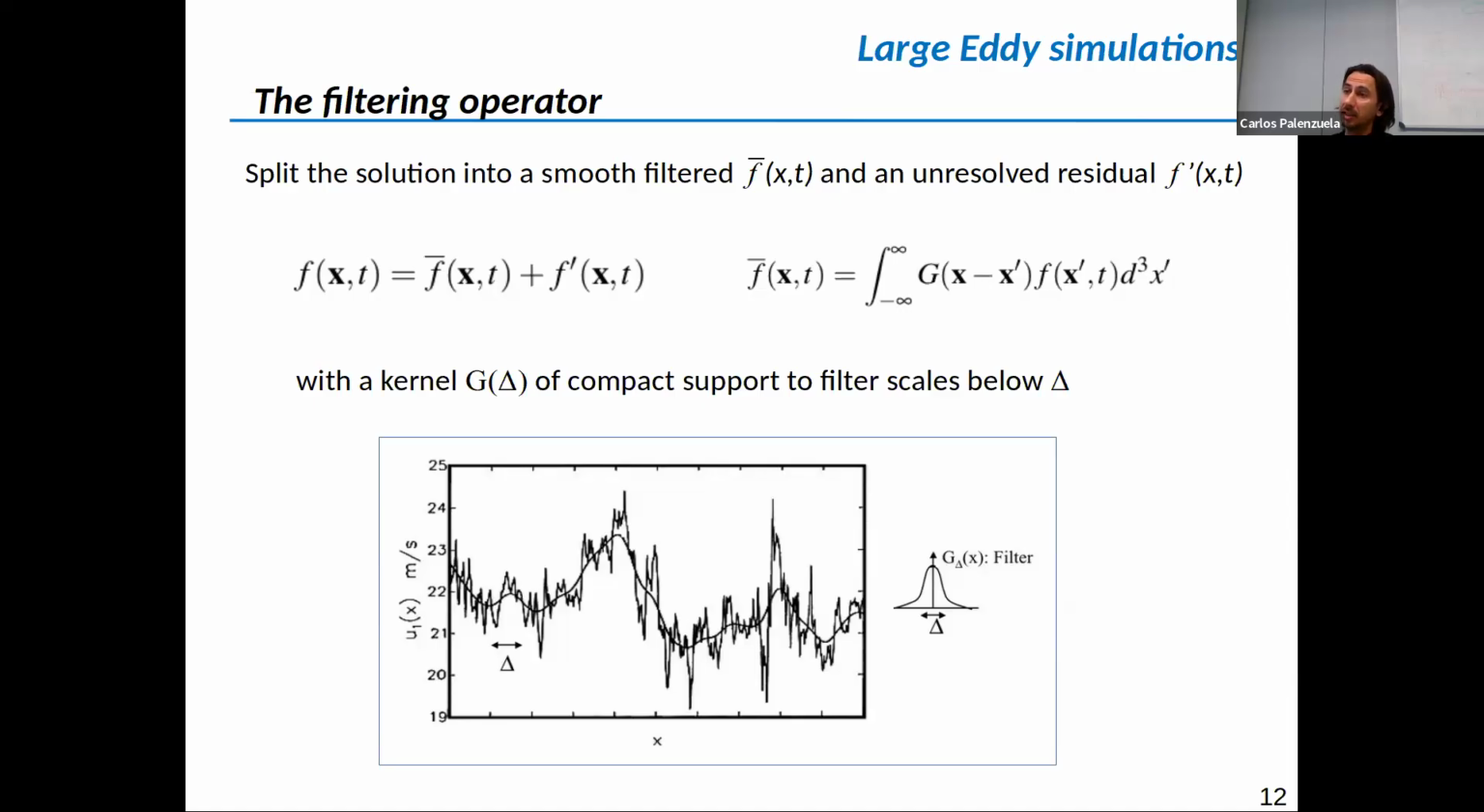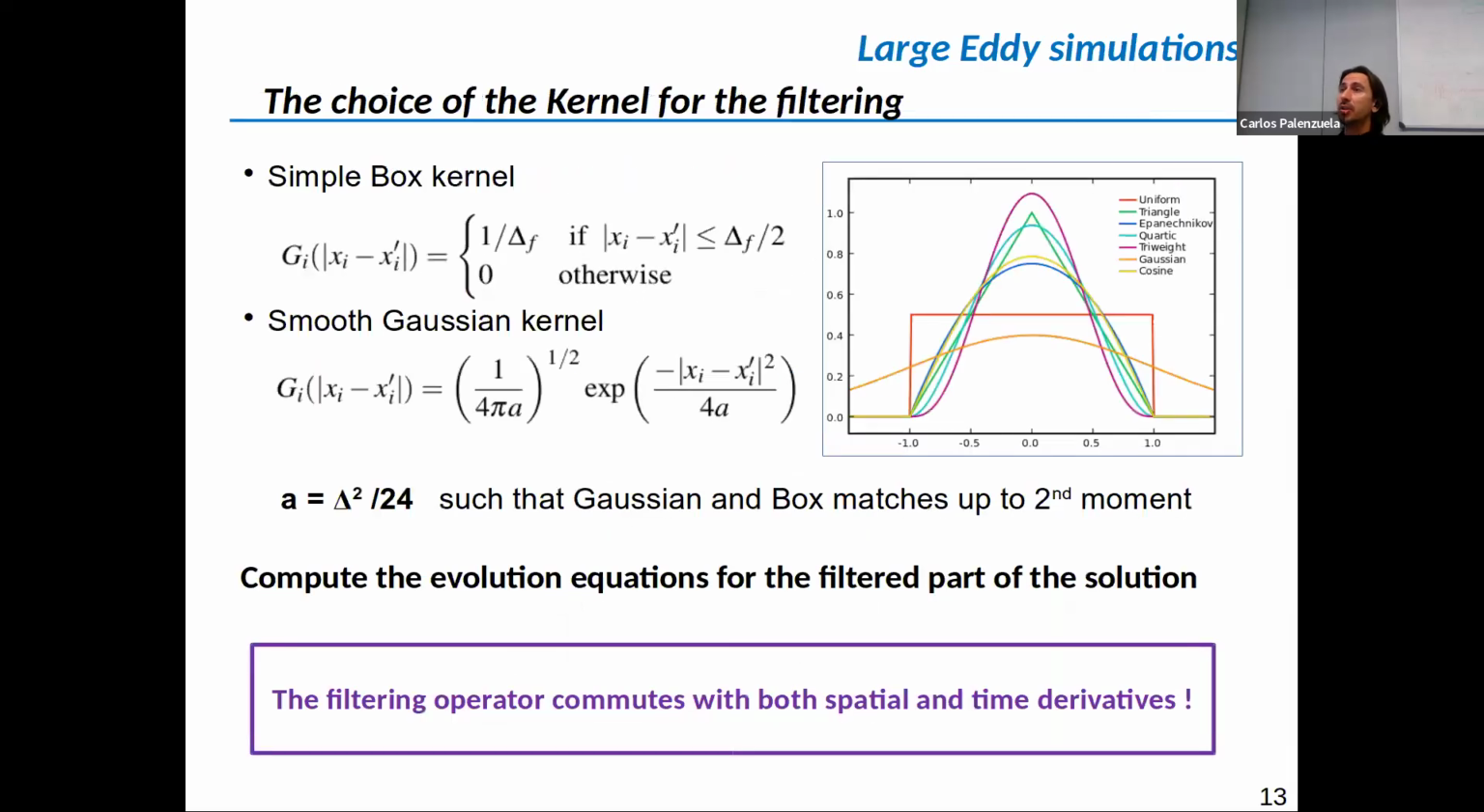kernel, the solution that has very short wavelengths is smoothed out, it is averaged into something that looks more amenable for numerical simulations. No? So the choice of the kernel is important.